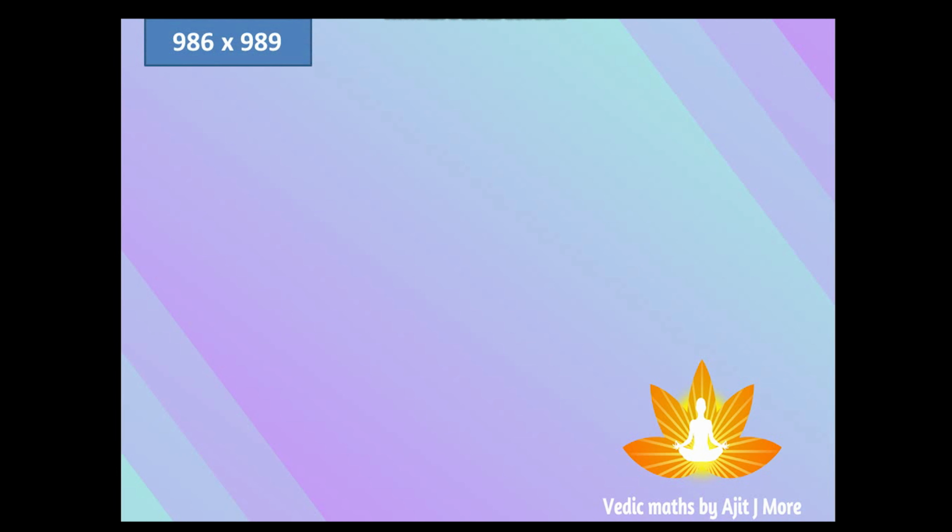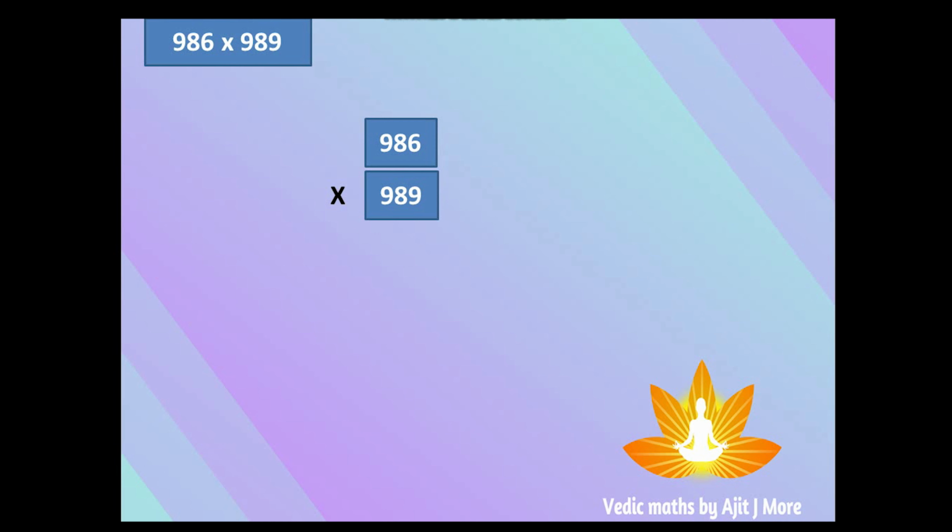Now we'll move on with one more example. Let's take one more example in the same category, that is both the numbers are before the base or lesser than the base. Now we want to multiply 986 with 989. Okay, first step is to decide the base. Now can you tell me what is the base in this case? Obviously it is 1000. Okay, now the base is decided.